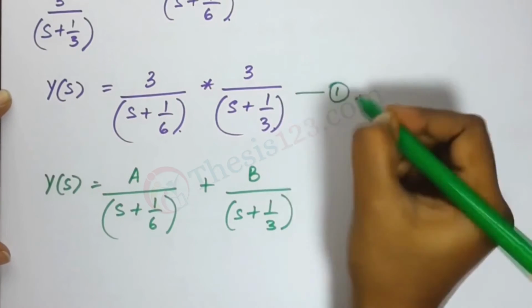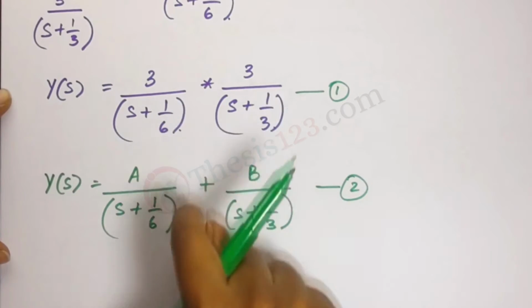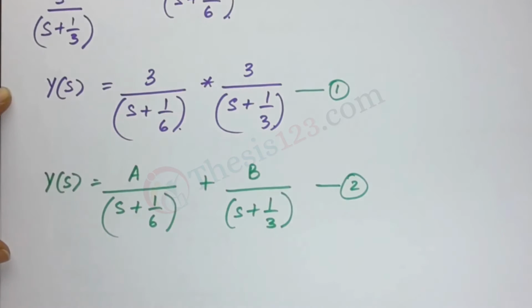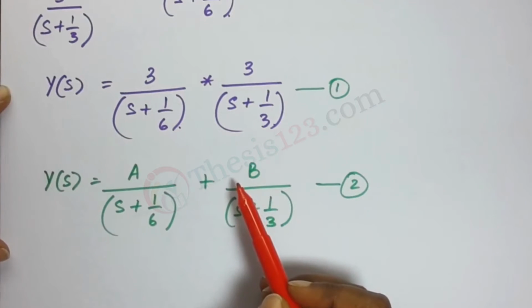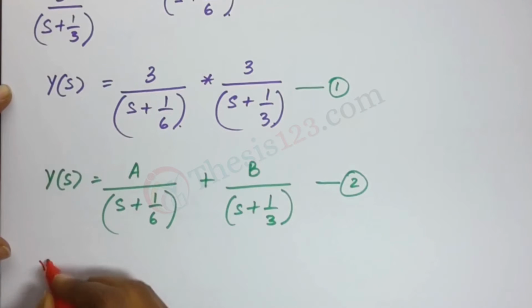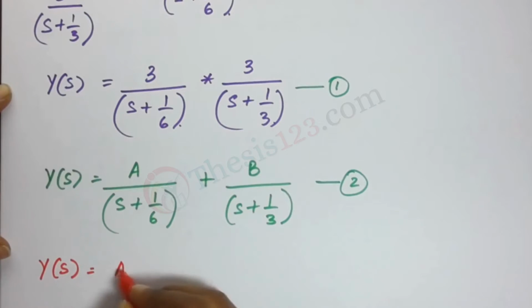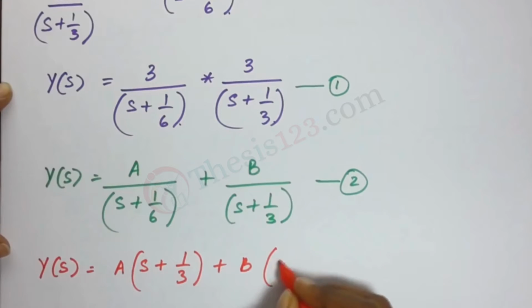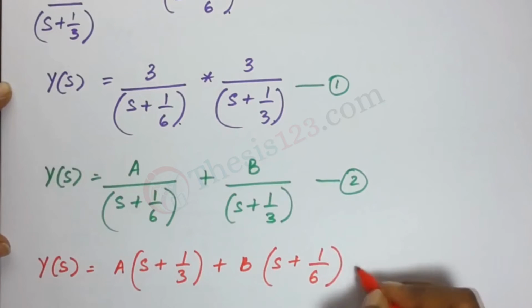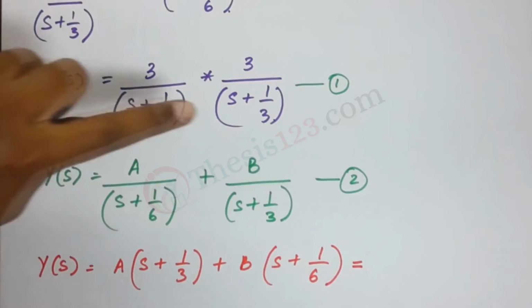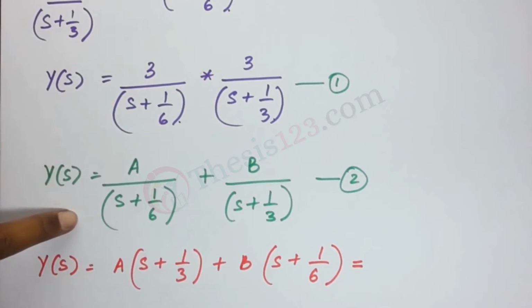So let's call this 1 and let's call this 2. So we have to equate both of these in order to find out what a and b are. Okay, so let's just write down the values. Alright, now if we solve these two, we can write this as y of s is equal to a into s plus 1 by 3 plus b into s plus 1 by 6 is equal to, now y of s, right, we are going to equate both the equation 1 and 2.